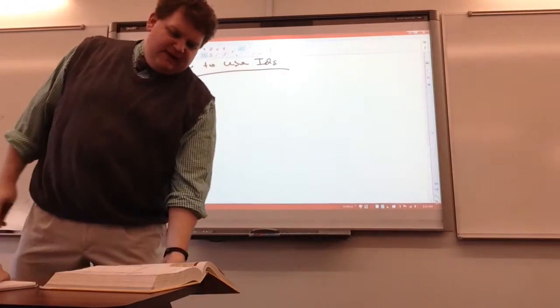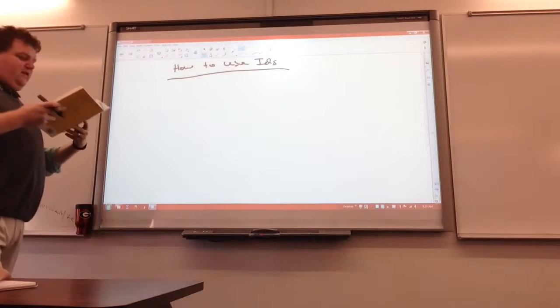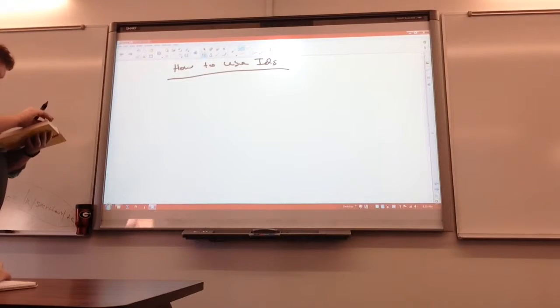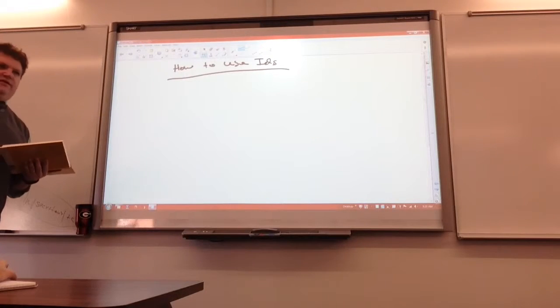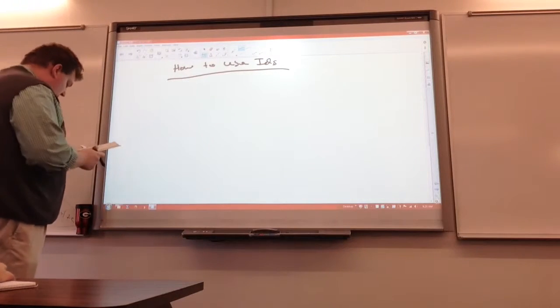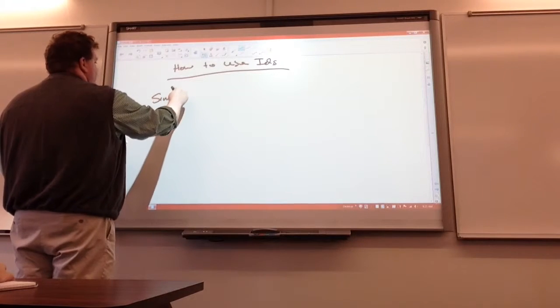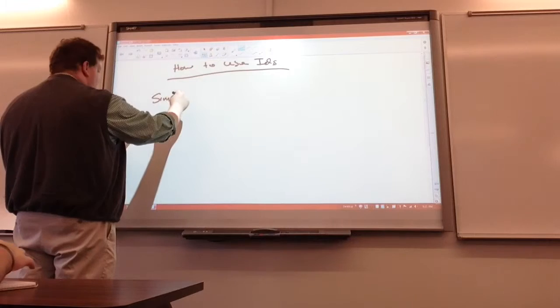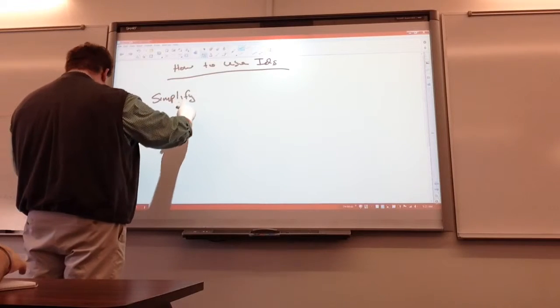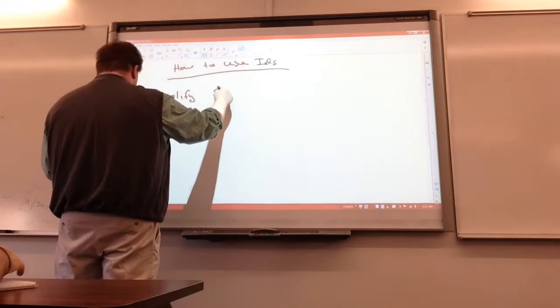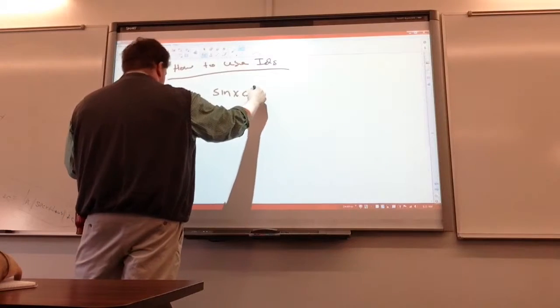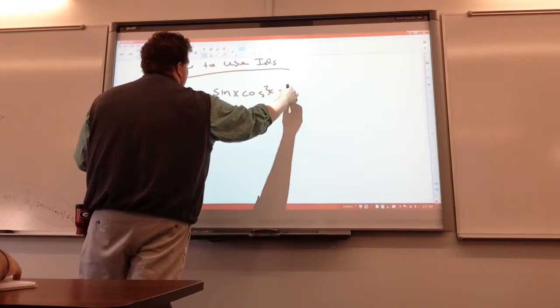So basically, what you do with these things is a lot of times you're using them to either simplify a function down or rewrite something so that it's equal to something else. So for example, a common one might be something like: simplify the sine of x cosine squared of x minus sine of x.